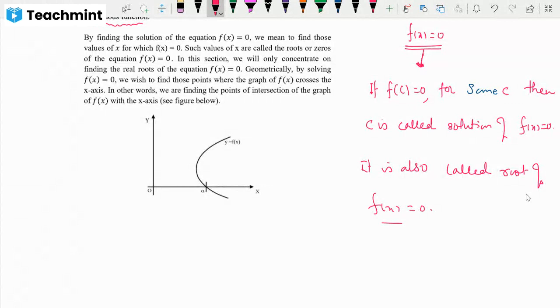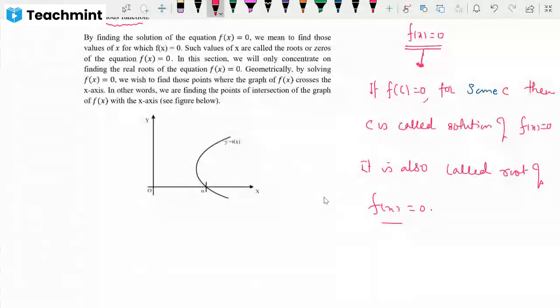So what is the title of the chapter? It is solution of algebraic or transcendental equations. So what is a solution of an algebraic or transcendental equation? If f(c) = 0 for some c, then c is called a solution of f(x) = 0. In this chapter, we'll find this c using some numerical techniques.